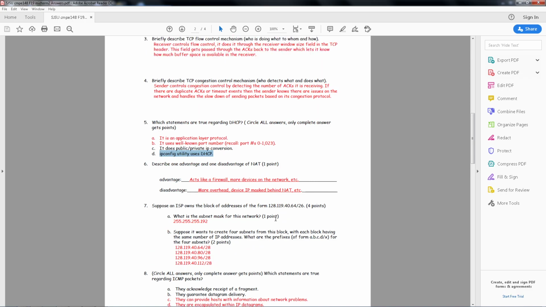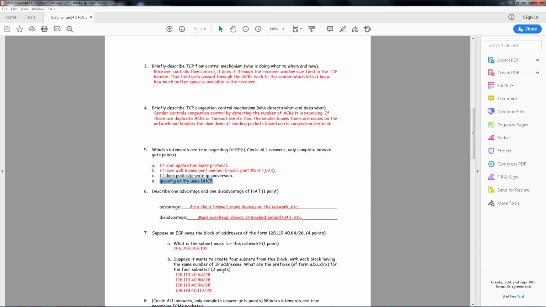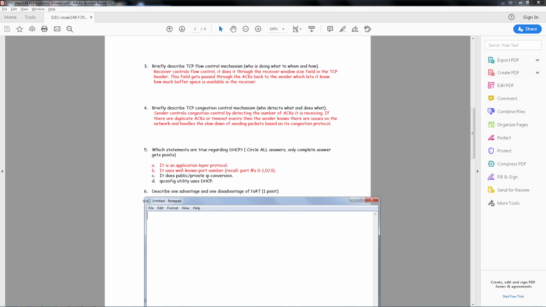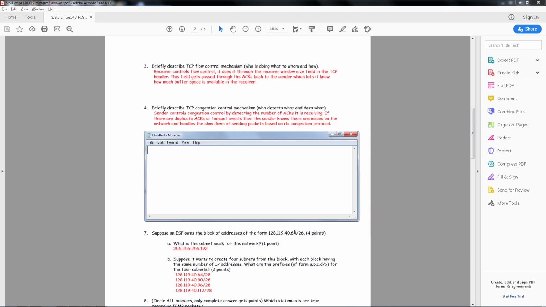So this is apparently one of the harder questions on this exam, at least for the people that took it. Part A was, what is the subnet mask for this network? And this is the network right here. As you can see, I gave you an entire address, and if we just look at this, we have /26, right? If we have /26, then 32 minus 26 is going to equal 6.